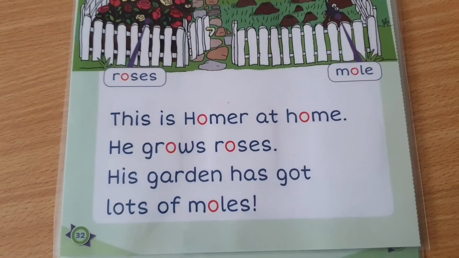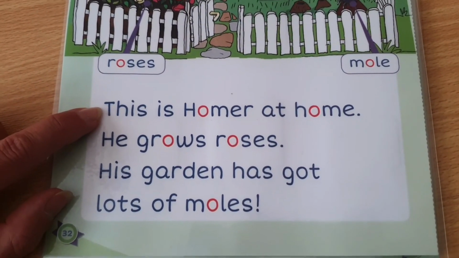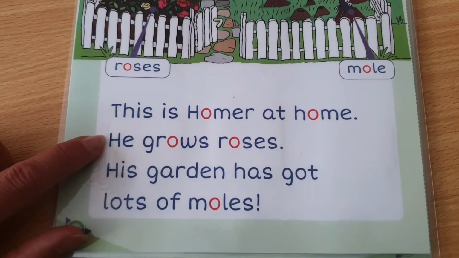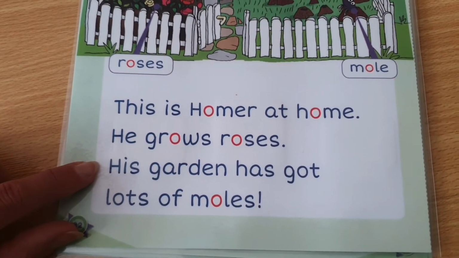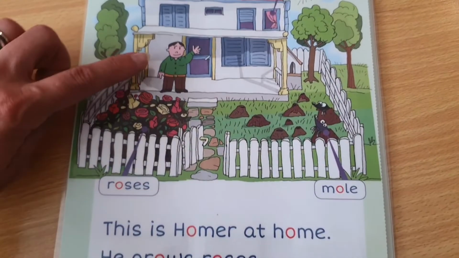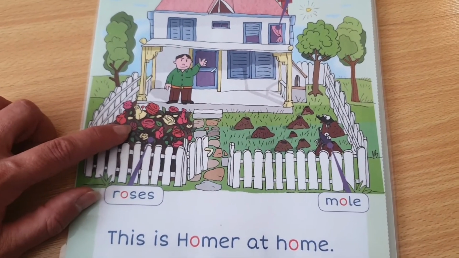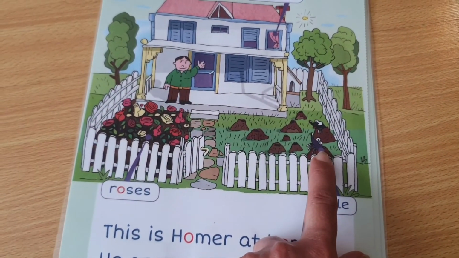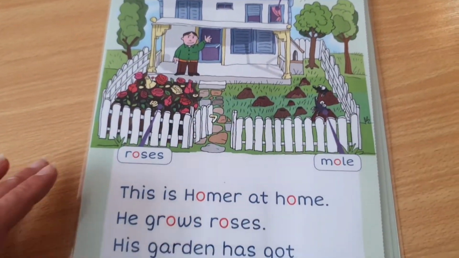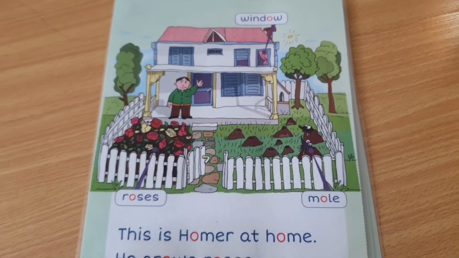Okay. Here. Better? Okay. This is Homer at home. He grows roses. His garden has got lots of moles. So his name is Homer, and he grows roses in his garden. But in his garden, he has lots of moles. Uh-oh, what are they going to do to his roses? Okay, so I want you to read this to Mommy and Daddy, okay? All right, I will put a picture down below. Now, the other one.